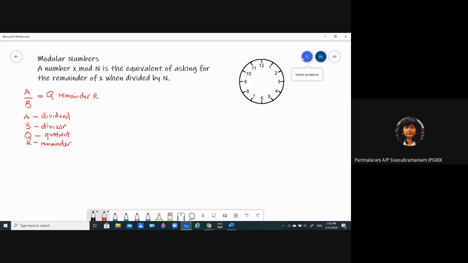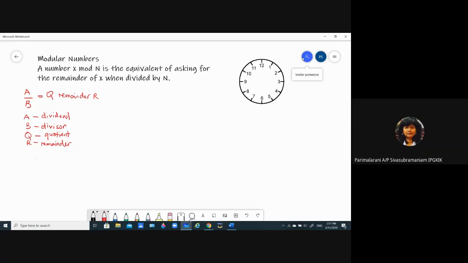So this is normal division. When you divide two numbers, you get the answer, and sometimes you get a remainder, and this is what it all represents. But sometimes we are only interested in the remainder. We want to know what is the remainder. So when we want to know the remainder, we cannot write A divided by B is equal to R, because this is wrong. So we must find another way to write this so that we can look only at the remainder.